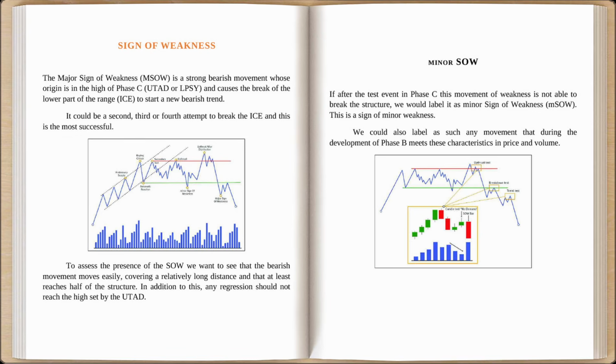Minor SOW. If after the test event in phase C this movement of weakness is not able to break the structure, we would label it as minor sign of weakness, MSOW. This is a sign of minor weakness. We could also label as such any movement that during the development of phase B meets these characteristics in price and volume.